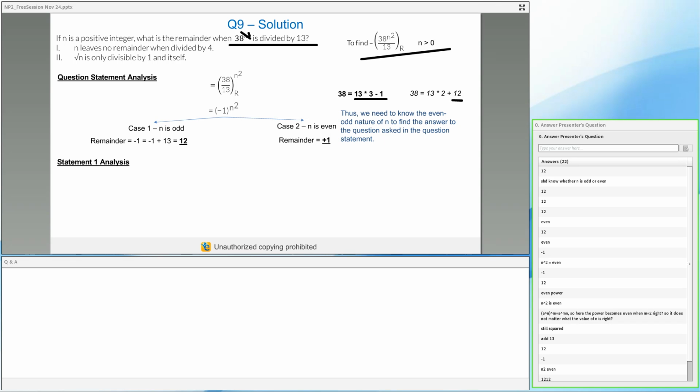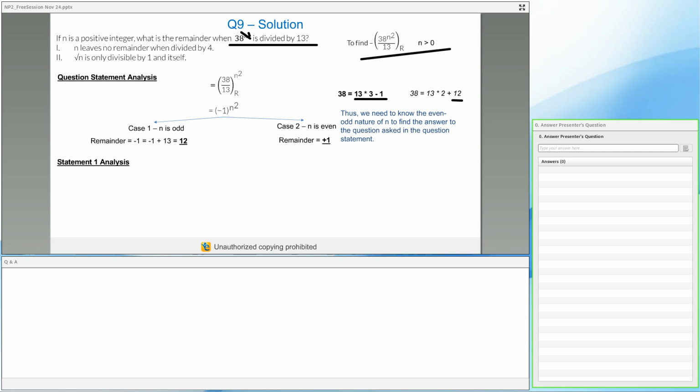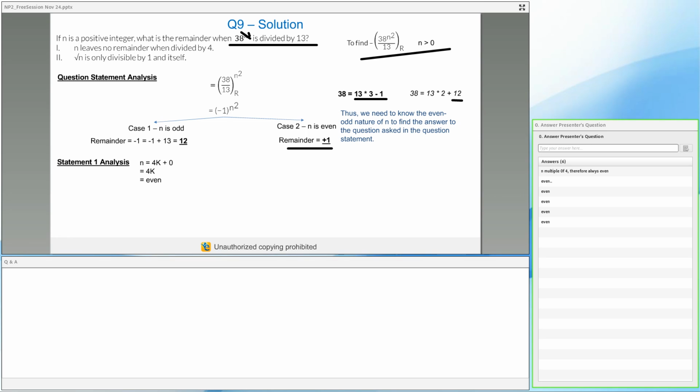Now let's look at the first statement. The first statement is n leaves no remainder when divided by 4. So when n leaves no remainder when divided by 4, what is the conclusion? n is a multiple of 4. If n is a multiple of 4, it is always even. Hence, if n is even, the remainder would be 1. Hence, statement 1 is sufficient.